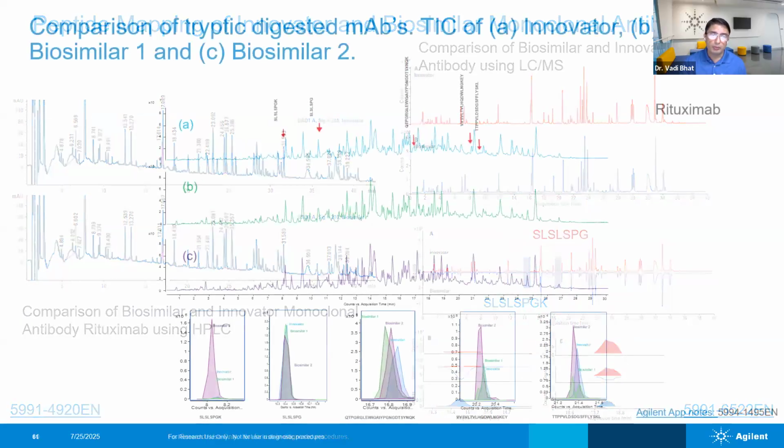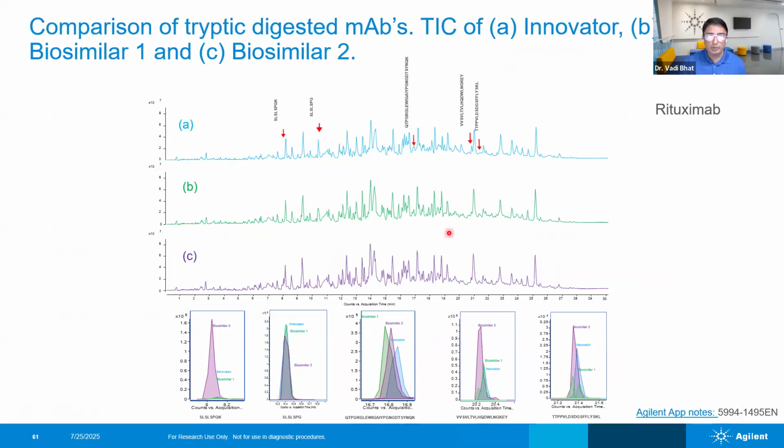Now, you can also compare in the mass spectrometry and get identification. Following that, you can also compare different samples and get their relative quantitation. Right. In this case, you can see the biosimilars 1 and 2 and the innovator, and how the same peptide looks in the three samples. If you look at that, peaks 1, 4 and 5 look much different compared to peaks 2 and 3.